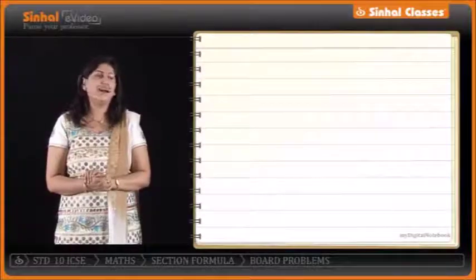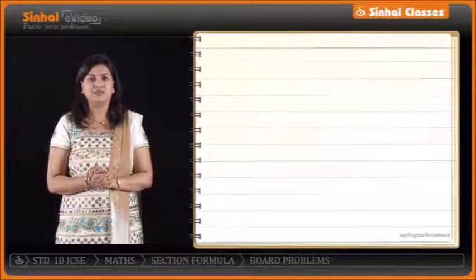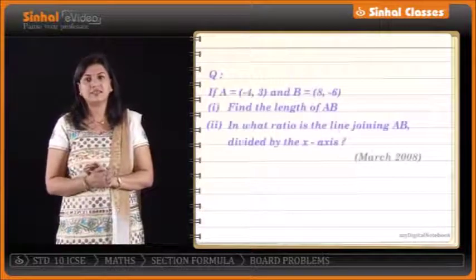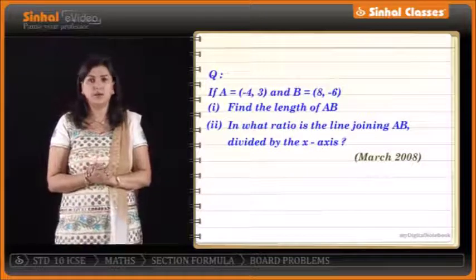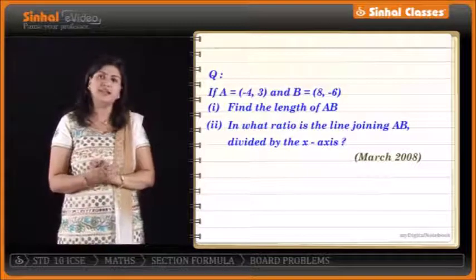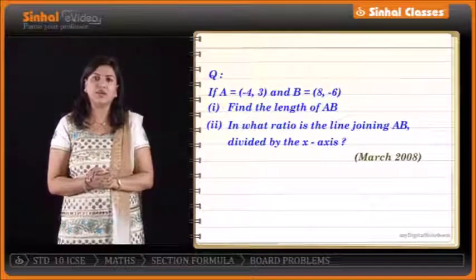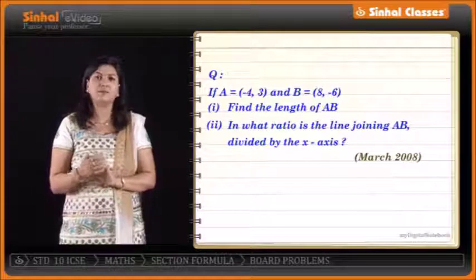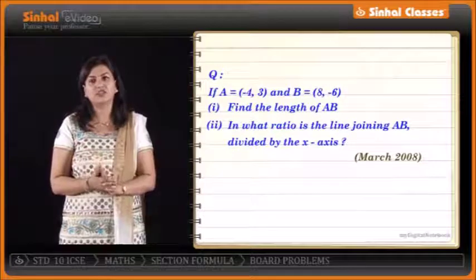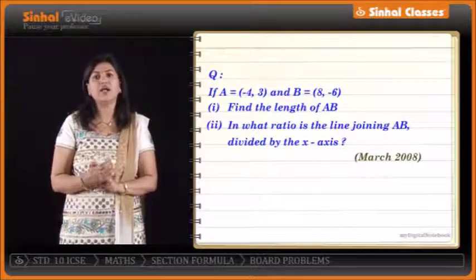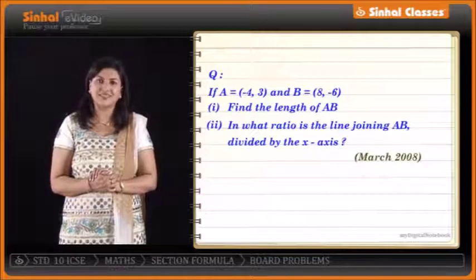Now let's see our next problem, which is March 2008 board question. It says, if A is equal to minus 4 comma 3 and B is equal to 8 comma minus 6, find the length of AB and in what ratio is the line joining AB divided by the x-axis. Now this sum is a combination of distance formula and the section formula. The first part we'll have to do using the distance formula.